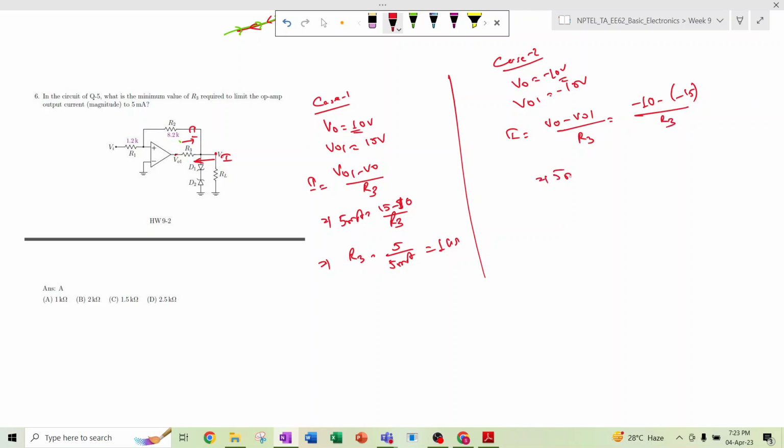So that is 5 milliampere is equal to 5 divided by R3. That means R3 will be 5 divided by 5 milliampere, which refers to 1 kilo ohm. So the value of R3 required is 1 kilo ohm. So option A will be correct to limit the output op amp current to 5 milliampere.